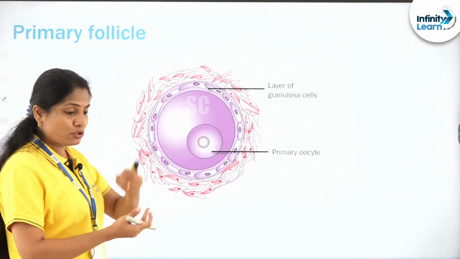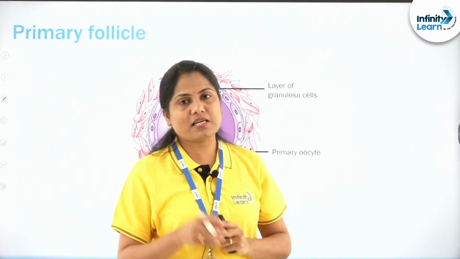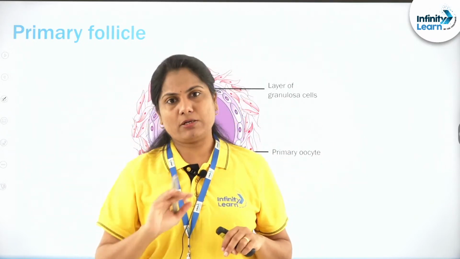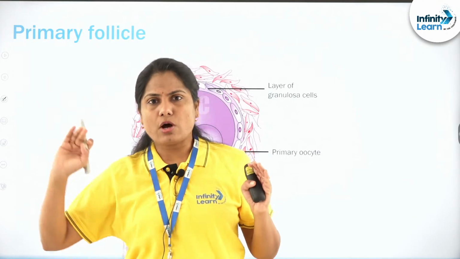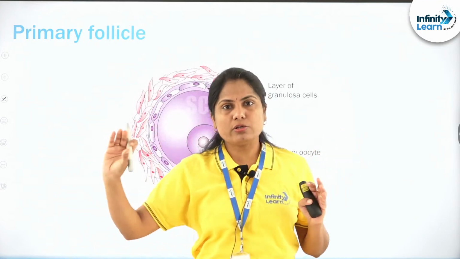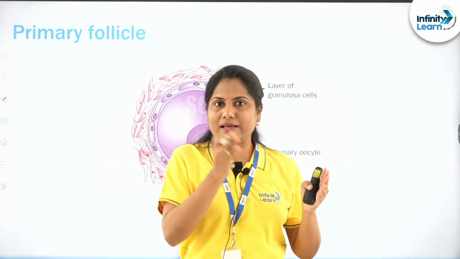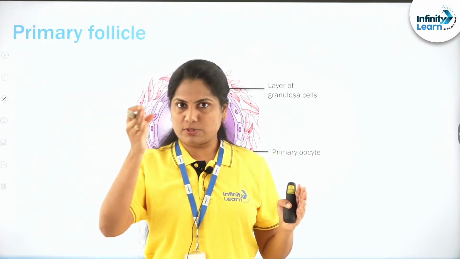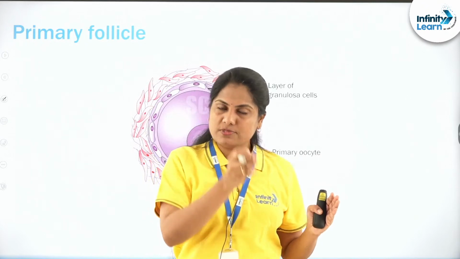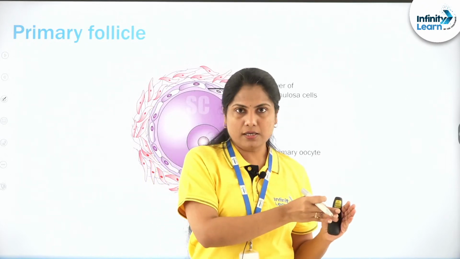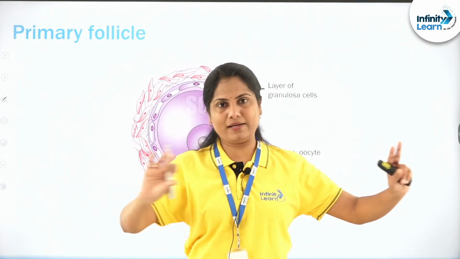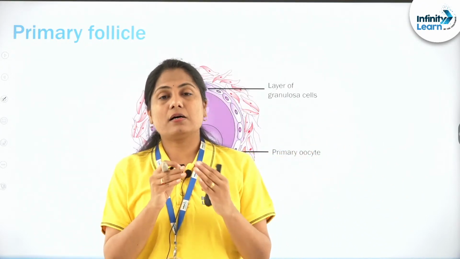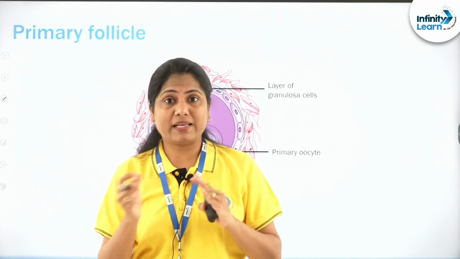So, when it comes to female oogenesis, it's not a straight pathway, you could say, like spermatogenesis. Spermatogenesis you talked about in a very unidirectional pathway, straight and continuous, where the spermatogonia forms primary spermatocyte, which in turn forms secondary spermatocyte, spermatid and spermatozoa, right? It's a quite simple straight pathway. Here it is a stop and start kind of mechanism.